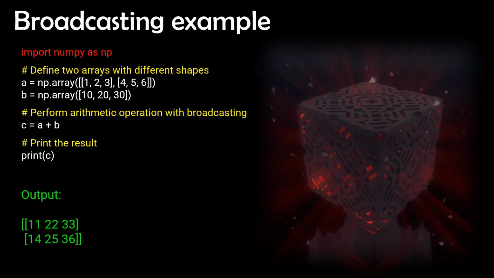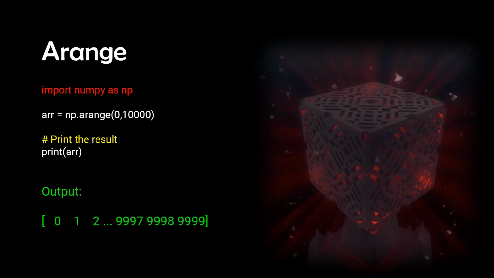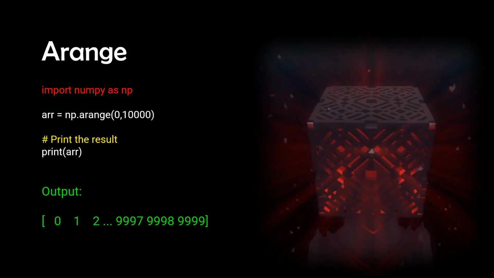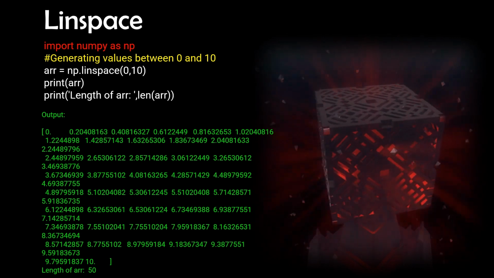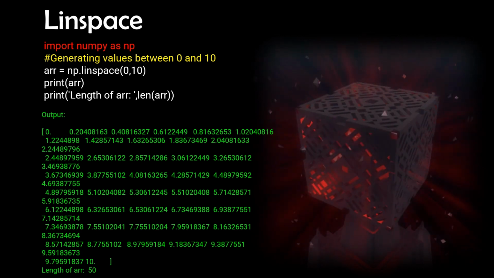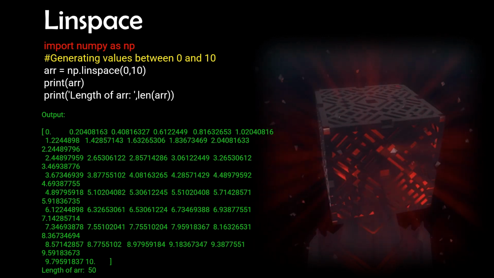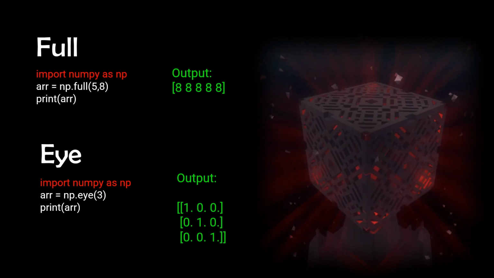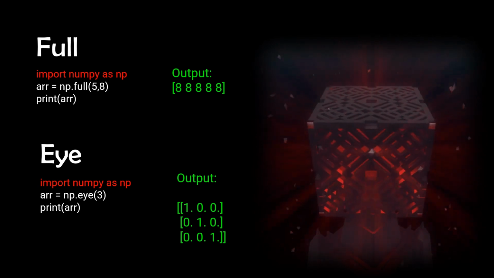Arange. This method returns evenly spaced values between the given intervals, excluding the end limit. The values are generated based on the step value and by default, the step value is 1. Linspace. This method returns the given number of evenly spaced values between the given intervals. By default, the number of values between a given interval is 50. Full. Returns an array of given shape, filled with the given value, irrespective of data type. Eye. Returns an identity matrix for the given shape.